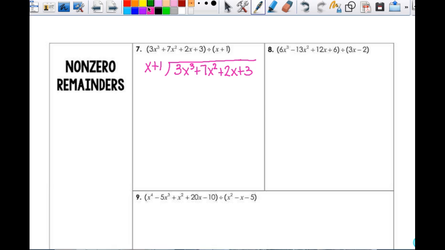Are you stuck? Okay. I'm going to take 3x cubed and divide it by x. What do you get? So you put 3x squared right here above your x squared. And then take that and multiply it by both of those. Okay. See if you can. Good.